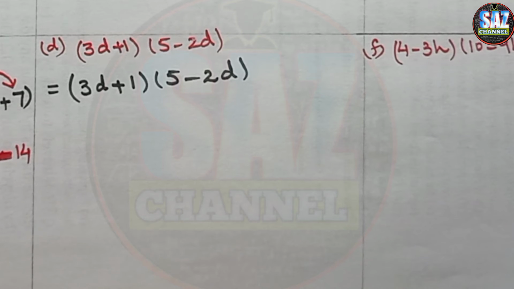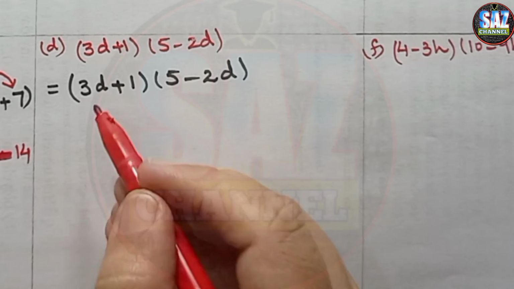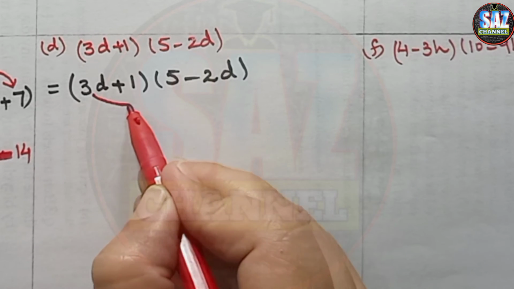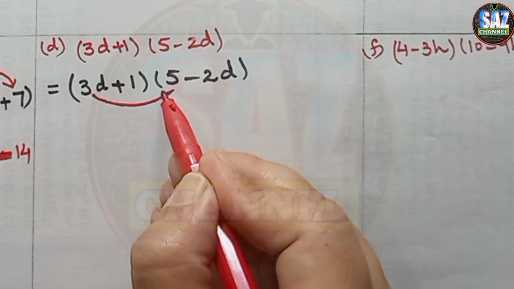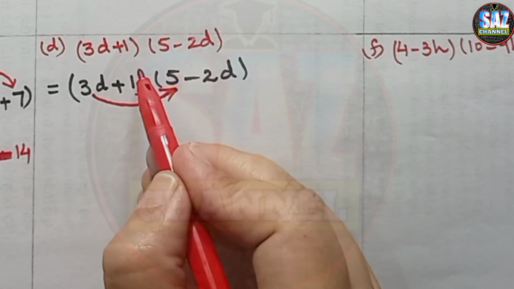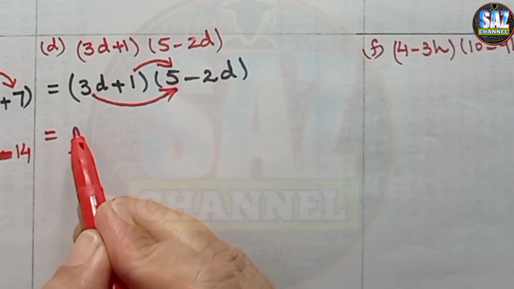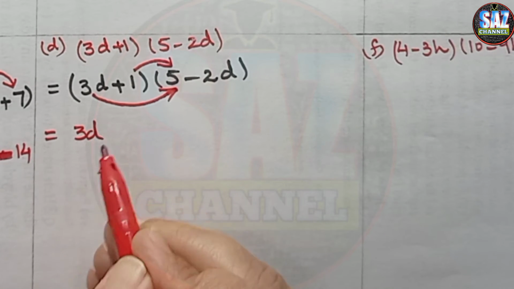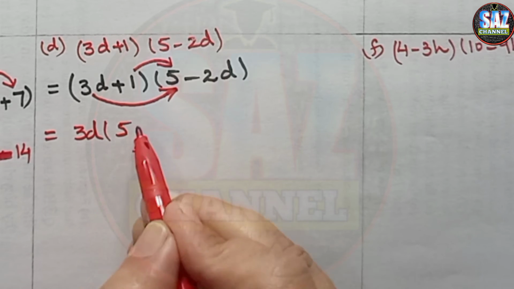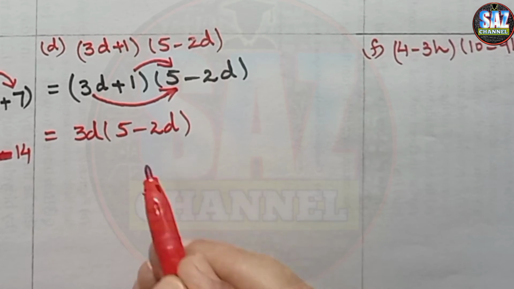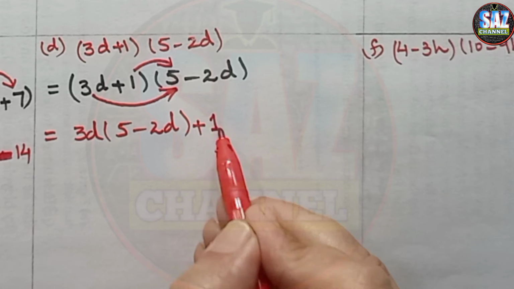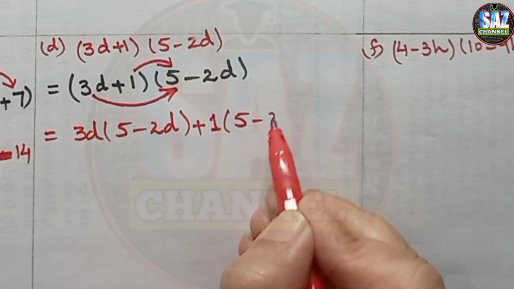Okay, now take the first term of the first bracket and multiply it with every term of the second bracket, and repeat the process. And the question will take the form 3d into 5 minus 2d plus 1 into 5 minus 2d.